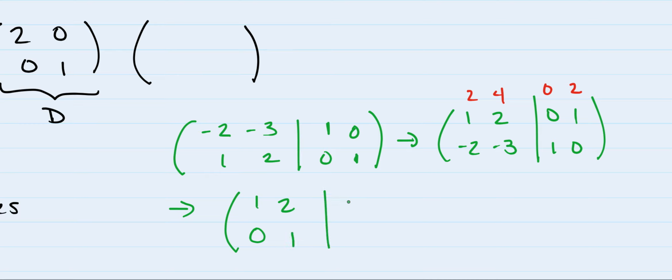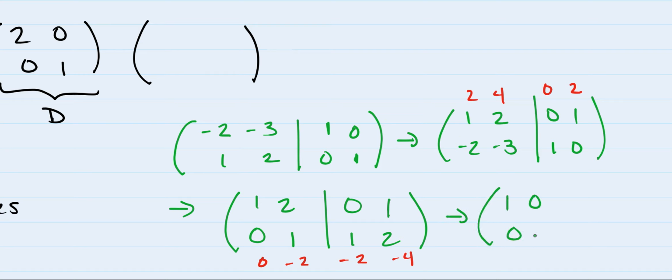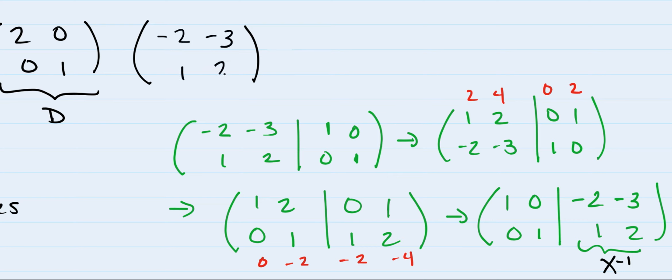Okay, and just make sure I didn't do anything wrong. That happens. I think we're good. And then we multiply this one by -2. So we get 0, -2, -2, -4, and add it to the top. And we get -2, -3, 1, 2. So this is our inverse. This is X inverse. Okay, and I'm going to put that right here, -2, -3, 1, 2.